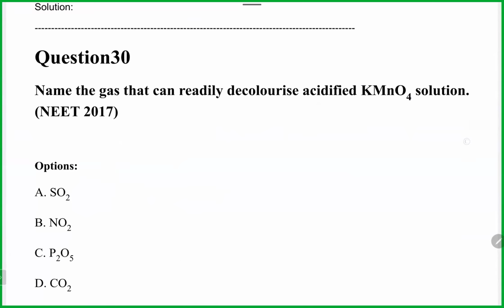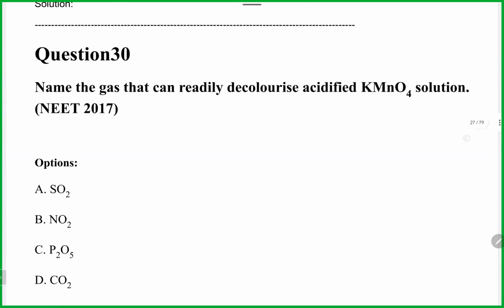Name a gas that can readily decolorize the KMnO₄. SO2. Why? Because SO2 will convert into SO4. Correct. Reason why? Because sulfur is present in +4, it can easily convert into +6 oxidation state. SO2 will convert into the SO4. I will add this also.